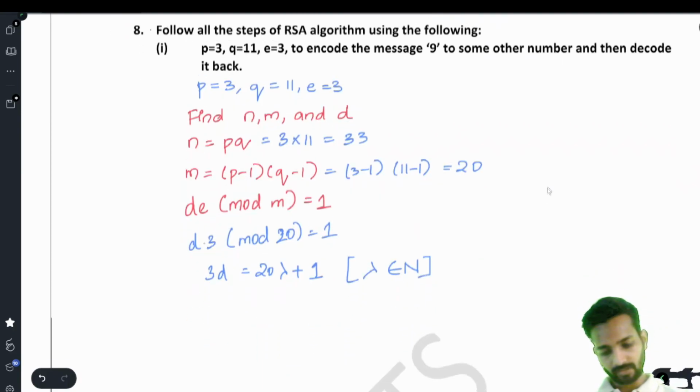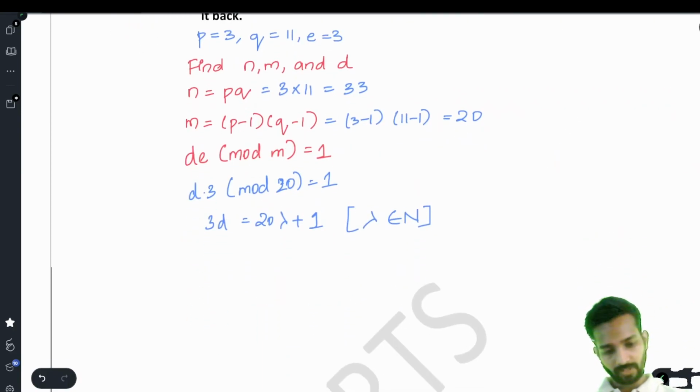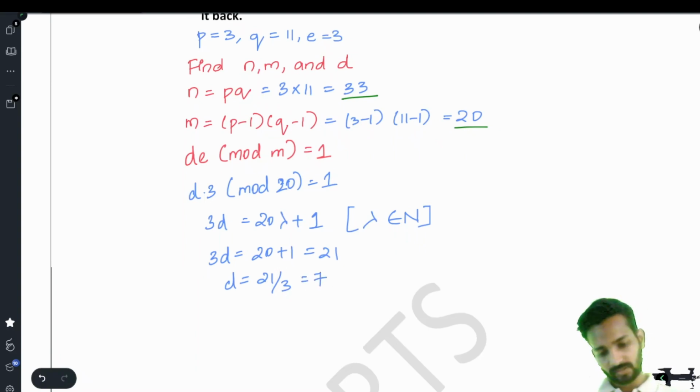Now moving further, what we have found? We have already found out the value of n, the value of m, and now we will be finding value of d. It will become 3d is equal to 20 plus 1, which is 21. So d will be 21 by 3, that is 7. So these are the values of n, m and d.